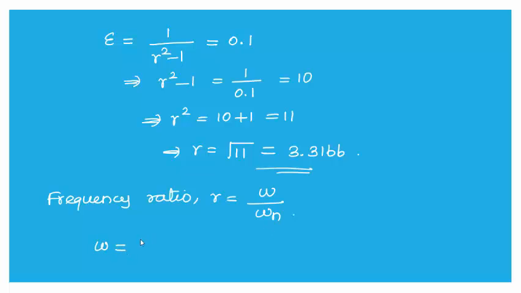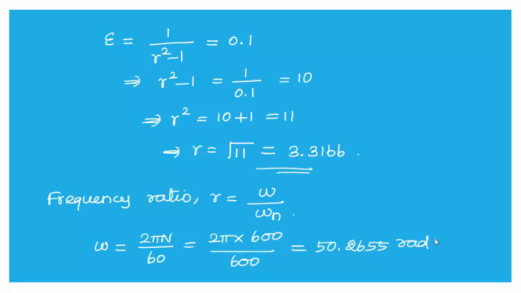Omega can be calculated using the relationship equation 2 pi n by 60. So 2 pi into operating speed condition is given in the problem as 480 rpm. So by substituting the speed value, we can get the value of omega as 50.2655 radian per second. So now consider this formula, R is equal to omega by omega n. We have calculated the value of R as 3.3166 is equal to omega value we have calculated in the previous step as 50.2655 divided by omega n.